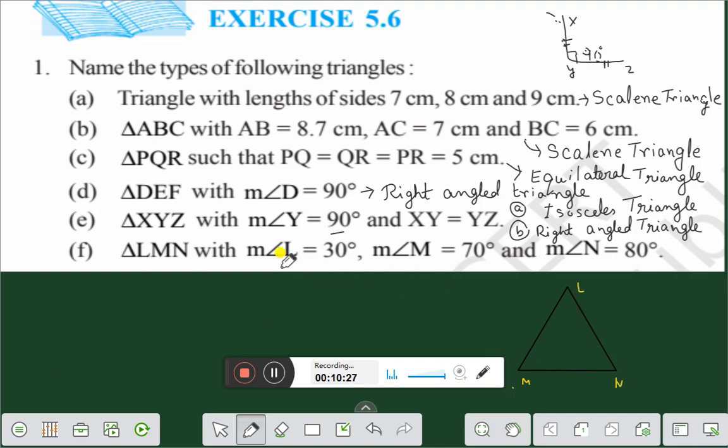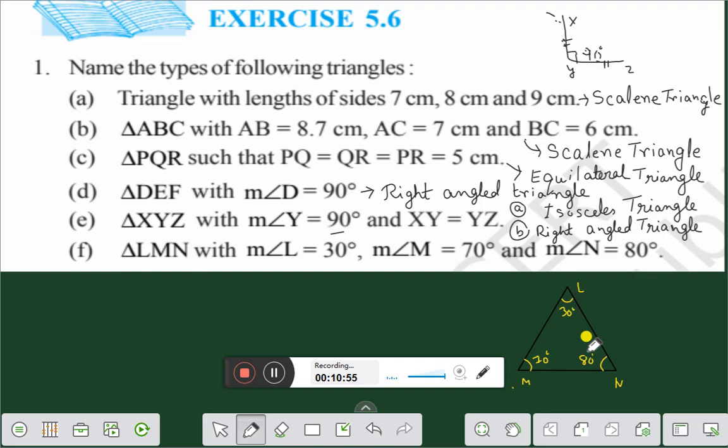Right? And here you see measure of angle L is 30 degree. Suppose this is 30 degree. Measure of angle M is 70 degree. Suppose this is 70 degree. And measure of angle N is equal to 80 degree.